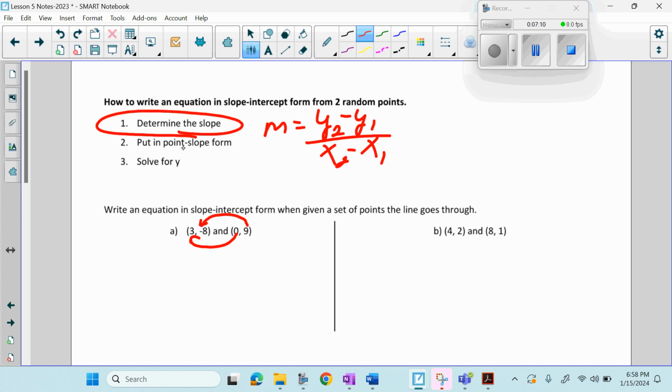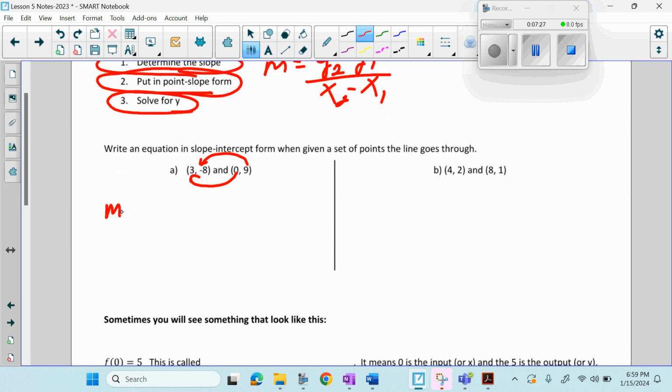Okay, and then as we saw in the last problem, we're going to put that into point slope form using one of the points and then our new slope that we just found. And then finally, we're going to solve for y. So really, we're just doing one extra step from what we did before. So let's see. I'm going to find the slope. So I'm going to say 9 minus -8, which turns into a 9 plus 8, and then 0 minus 3. 9 plus 8, that's 17 over -3. So I know that's going to be going downhill. I know my line is going to look something like that because that slope is negative.